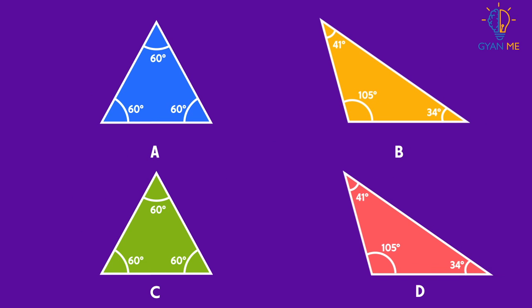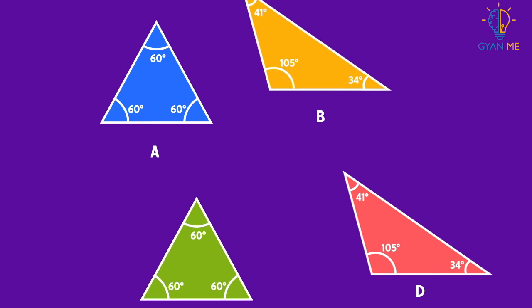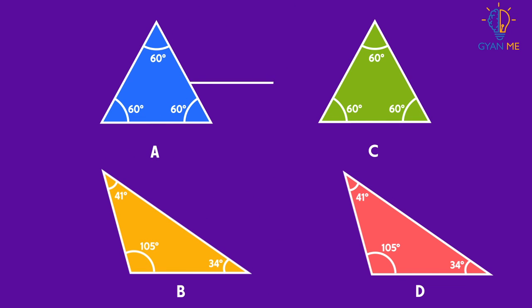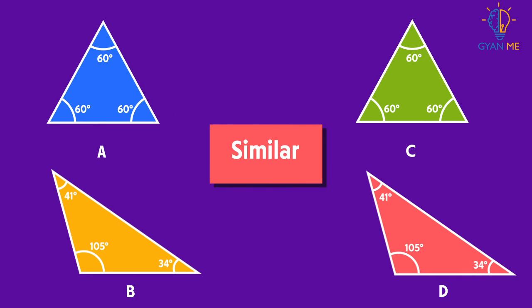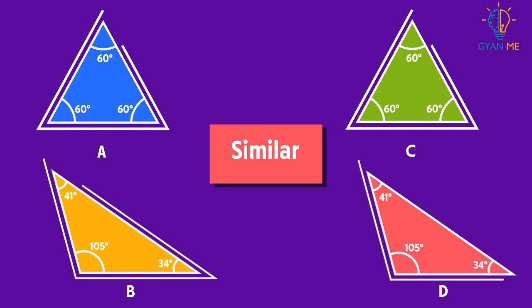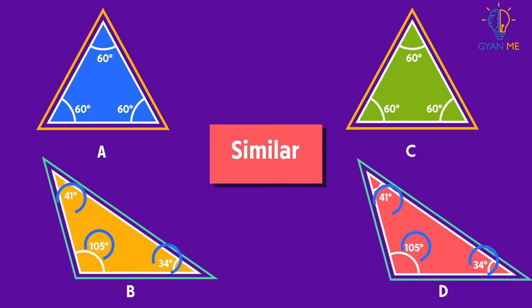Now let us interchange the positions of B and C. Now is A similar to C and is B similar to D? Yes, you are right. They are similar as they have the same shape. You can observe both A and C and both B and D are with the same angles. So we can conclude from this activity that all triangles which have the same angles are similar.